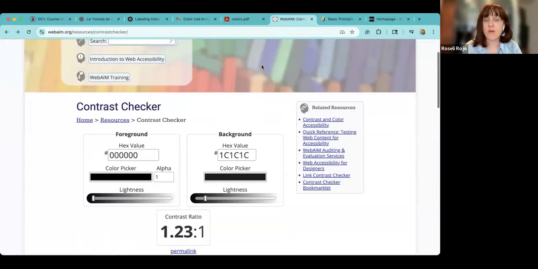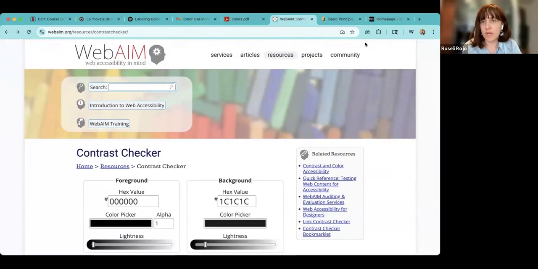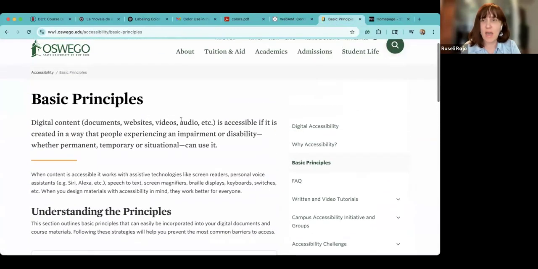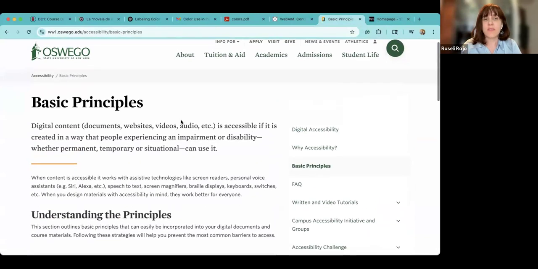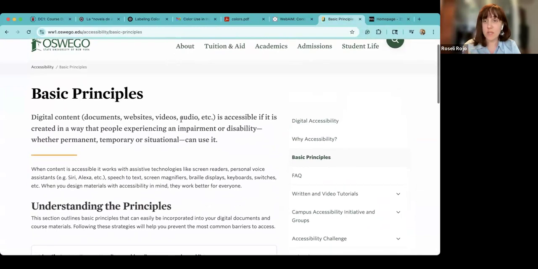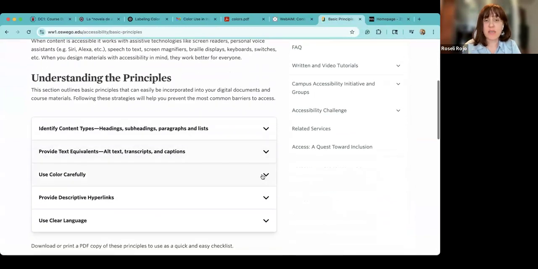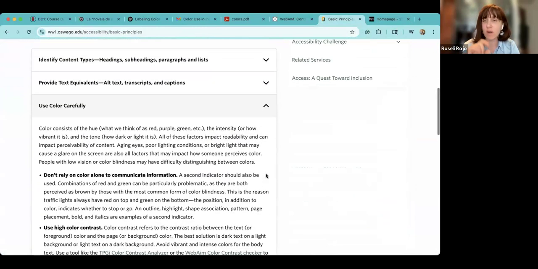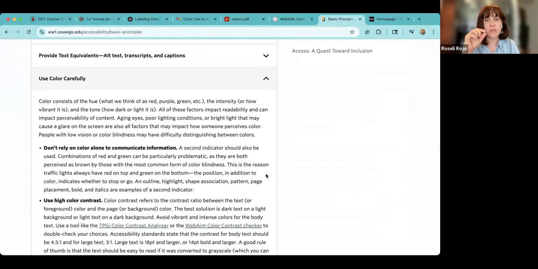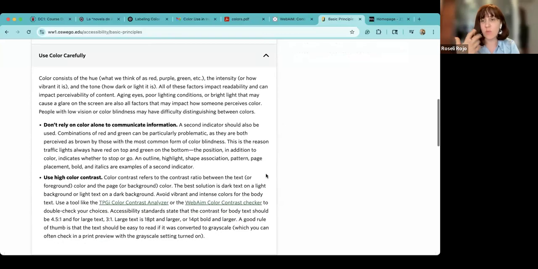First here, and I also have the links, but if you need it, you can find it also, by the way, in the accessibility page that we have at SUNY Oswego. There, we have a lot of resources that we can use for understanding, for instance, the basic principles and digital accessibility materials. And here, the use color carefully page summarizes in a good way the most important ideas that we have to keep in mind in order to be savvy when we use color in our presentations and in our materials in general.